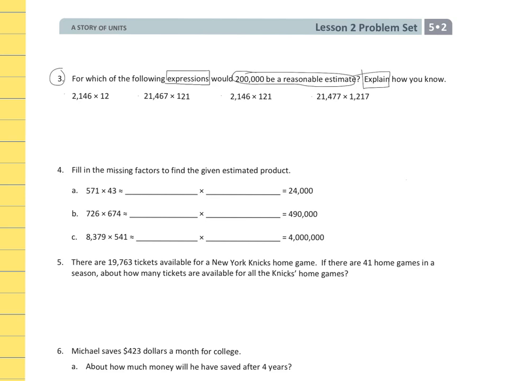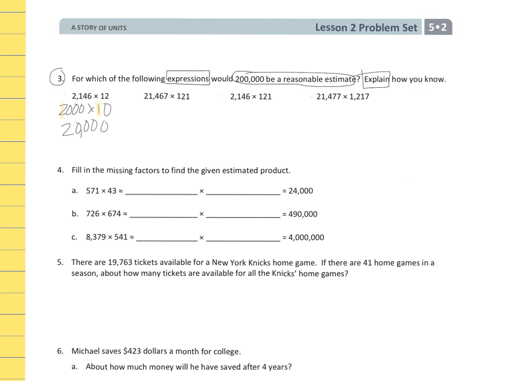All right, so 2,146, that's close to 2,000. So let's write that down. And then 12 is close to 10. Basic math facts, hopefully you see it. It's just that 2 and that 1. That gives us 2. And then how many zeros should we add at the end? We should add 1, 2, 3, 4.